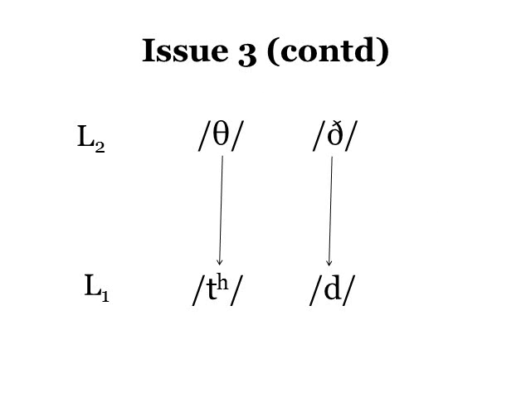For example, here as we can see, the L2 phonemes tha and da are connected to similar but actually different L1 phonemes tha and da. And in this case, this difficulty is supposed to be easy to overcome because here the contrastive L2 phonemes are perceptually assimilated to similar but actually different L1 phonemes.